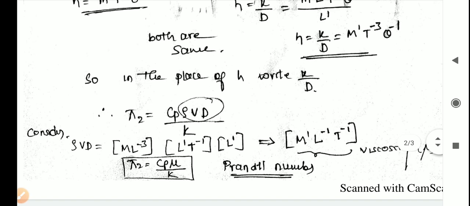Now consider rho vd. The dimensions are m l raised to minus 3, l raised to 1, t raised to minus 1 and l raised to 1, which is equal to m raised to 1, l raised to minus 1, t raised to minus 1, right? So pi 2 becomes cp into mu divided by k. So this is the viscosity dimension, that is mu, m raised to 1, l raised to minus 1, t raised to minus 1.